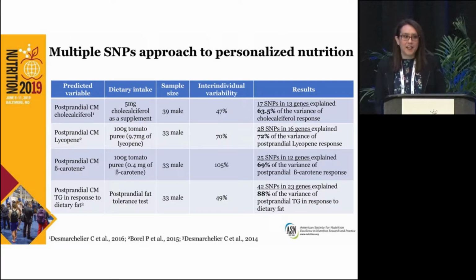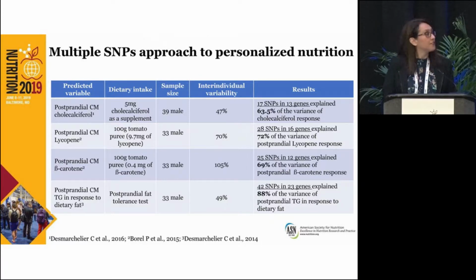So these models have been applied before for personalized nutrition. One of our collaborators from the University of Marseille in France already explained different profiles related to the diet. He identified, as you can see in this table, 70 SNPs that explain 63.5% of the variance in cholecalciferol, a panel of 28 SNPs and 16 genes that explain 72% of the variance in lycopene response, 25 SNPs that explain 69% of the variance of beta-carotene, and 42 SNPs that explain 88% of the variance in response to dietary fat.